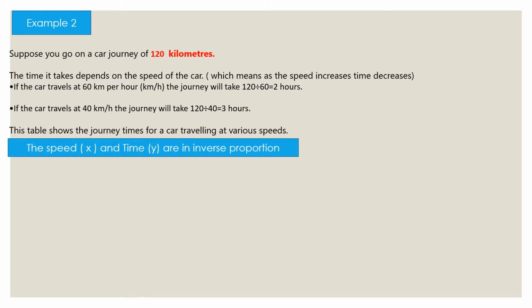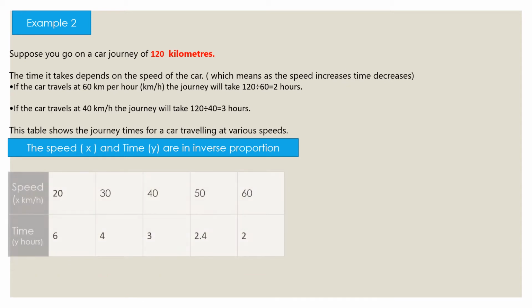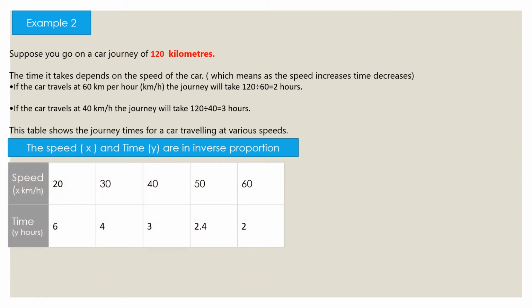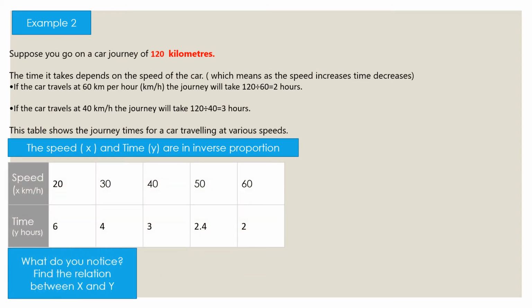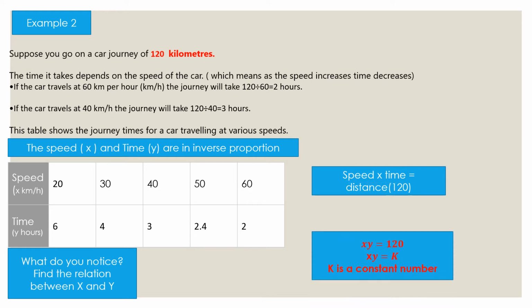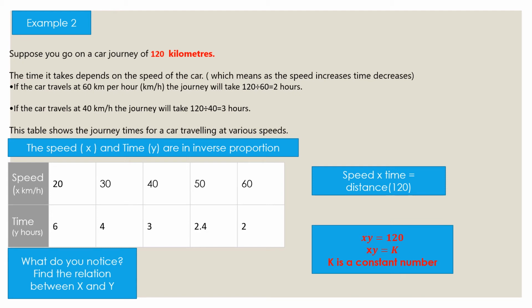And as we said, speed and time are in inverse proportion. So let's look at each column. What do you notice? What's the relation between x and y? Yeah, exactly. Every time you multiply the speed and time, you will get the value of the distance, which is 120. So to deduce the equation, we know that xy is equal to 120. This product k is the constant of proportionality.